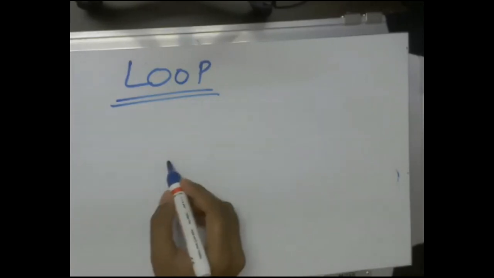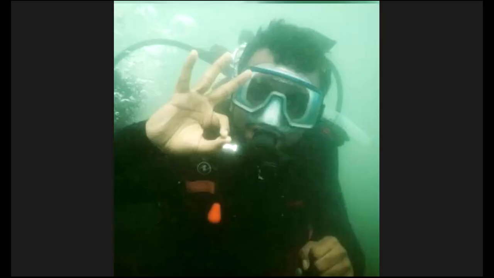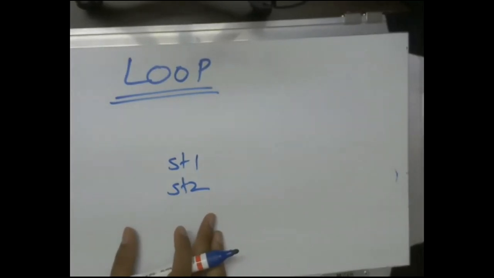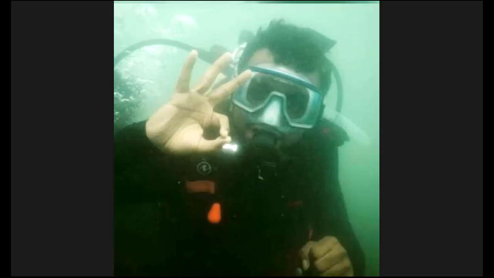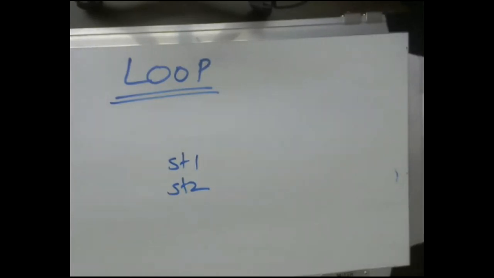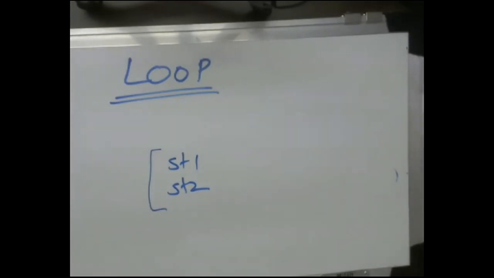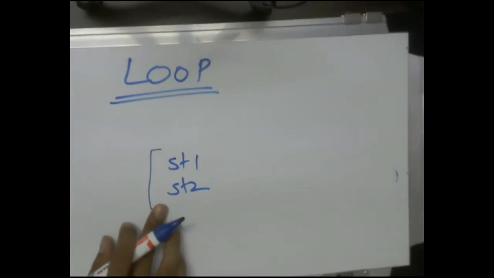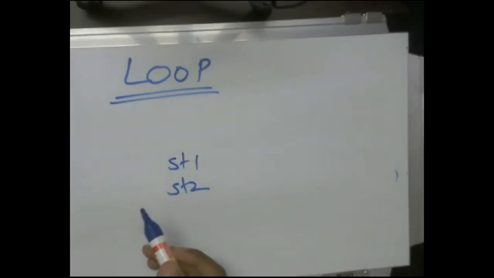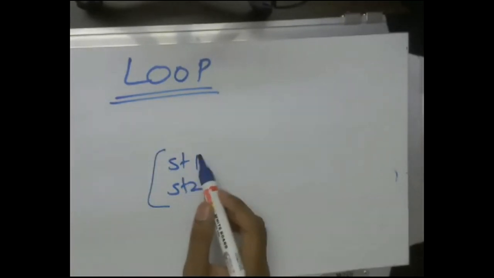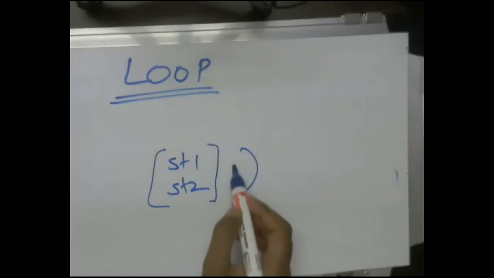Suppose these statements are there, statement 1 and statement 2. Are you able to see my screen, this whiteboard? Yes, sir. Okay, so suppose these two statements are there, st1 and st2, and you want to execute these two statements a certain number of times, for example 5 times, 10 times, or even infinite times. Or you can execute these statements until some condition is true, again and again.